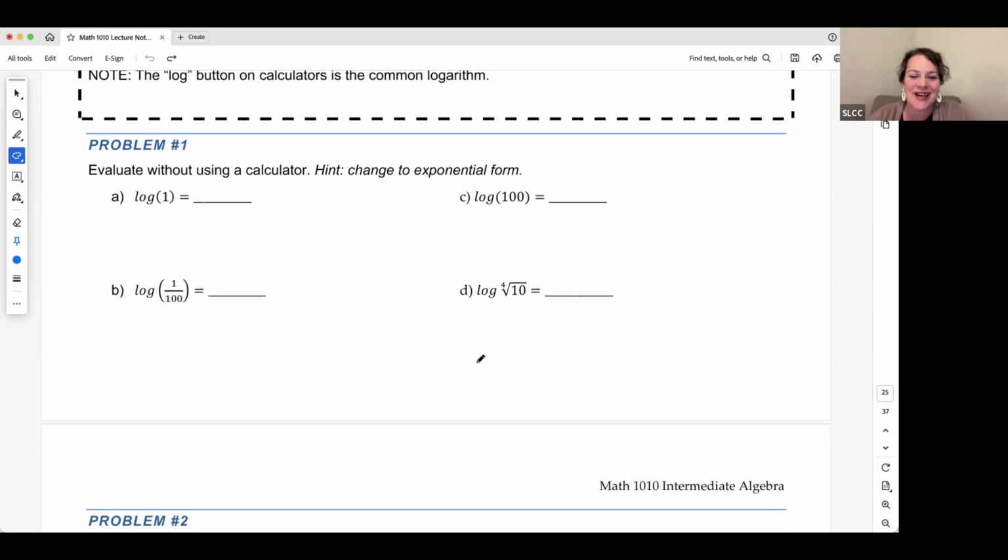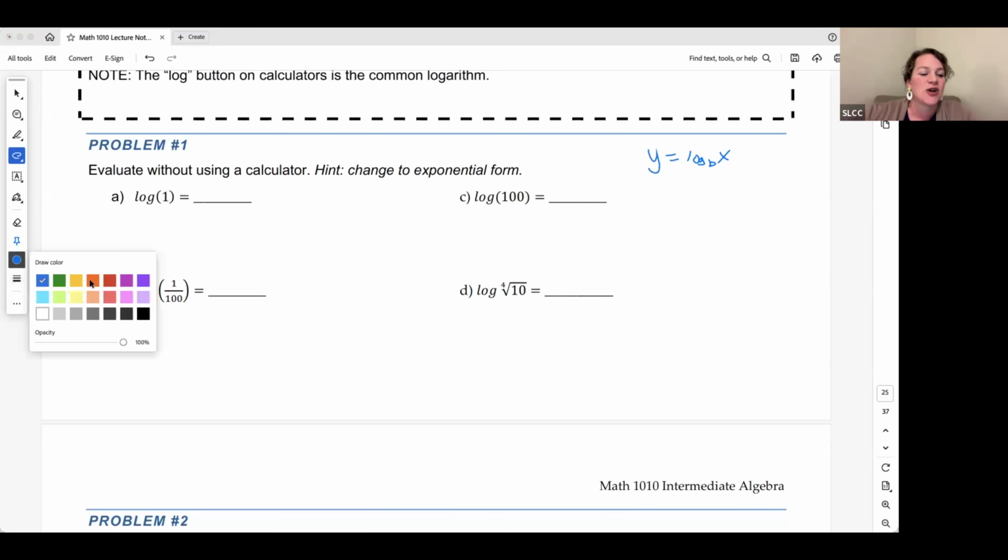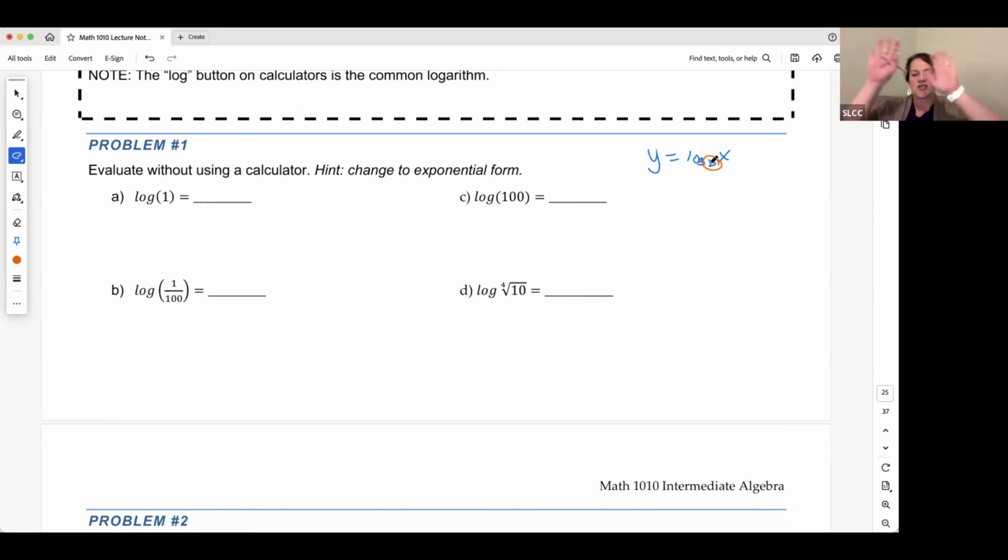So that's my memory hook. It's all about the base and you circle it up. So if y equals log base b of x, how do I change to exponential form? All about the base. So I start with the base of b, and then I'm dancing already. So I go in a circle. So b to the y equals x. So there's your circle it up.